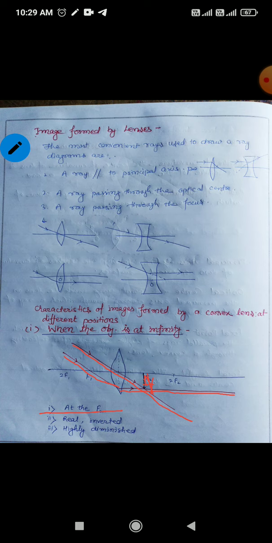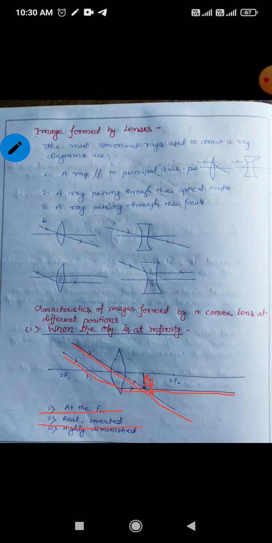And second thing, real and inverted. Students, you know, real means the image which we can obtain on a screen is known as real, and inverted means the head of the object is in upward direction and the head of the image is in downward direction. So that image is said to be inverted. We have also discussed this when we were discussing the image formed by the mirror, where we said that real and inverted go side by side. If it is real, definitely it will be inverted.